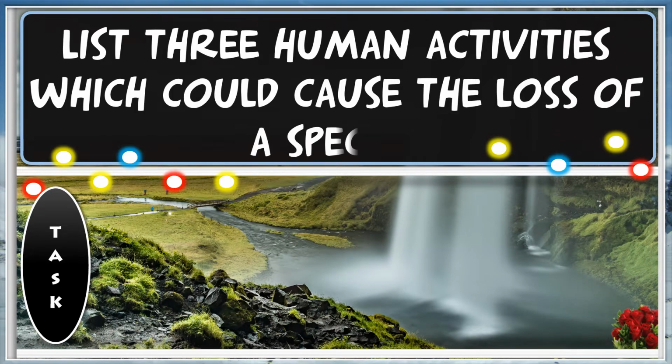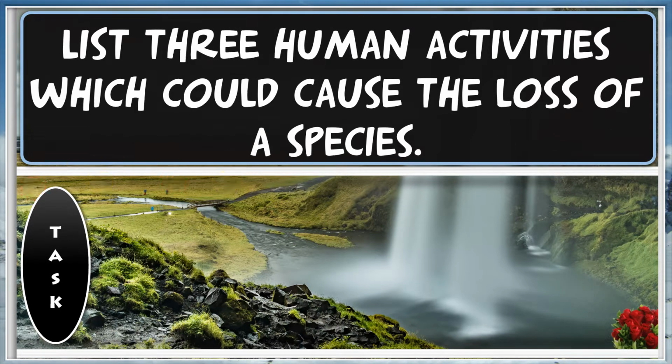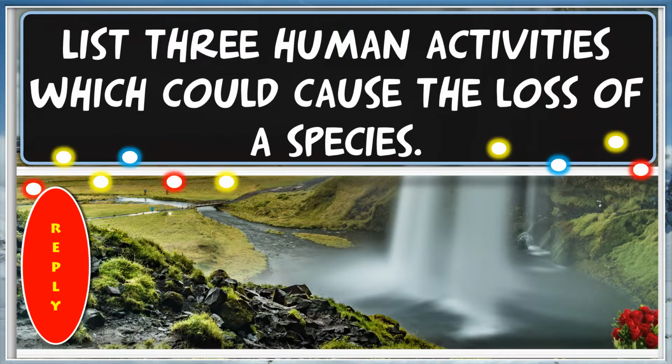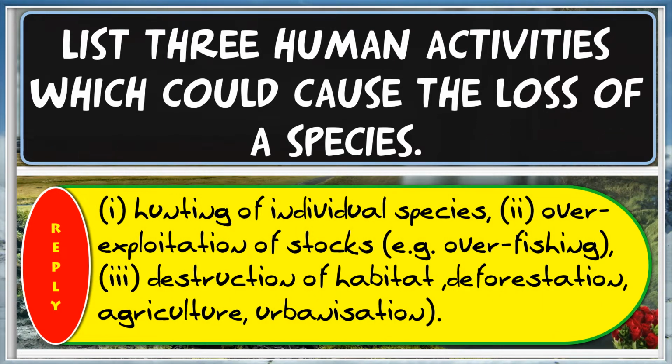List 3 human activities which could cause the loss of a species. 1. Hunting of individual species. 2. Overexploitation of stocks, that is, overfishing. 3. Destruction of habitat: deforestation, agriculture, urbanization.